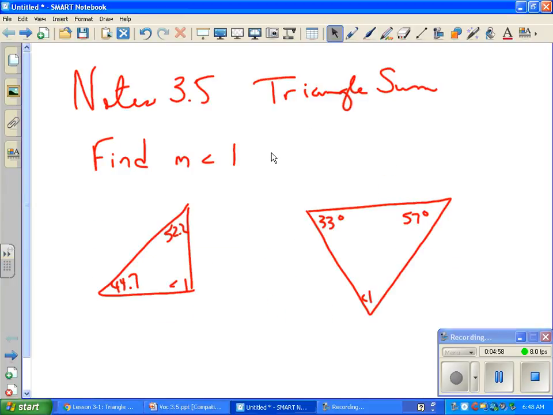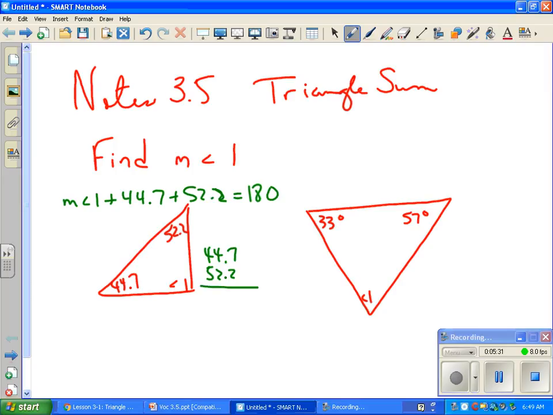The angle theorem that you're most familiar with again is the fact that the three angles inside of a triangle add up to 180. So the measure of angle 1 plus 44.7 plus 52.2 is supposed to be equal to 180. So this is a great opportunity for us to practice our addition facts for decimals, because we don't get an opportunity to try that very often. Let's add the 44.7 to the 52.2. Now that would be 9. I don't have anything to carry. Add the 4 and the 2 together, and that will be 6.